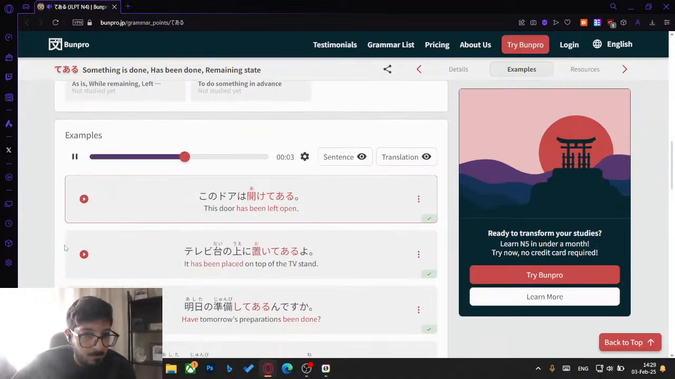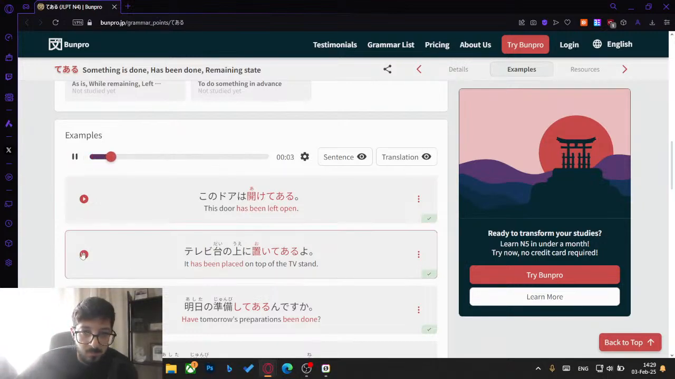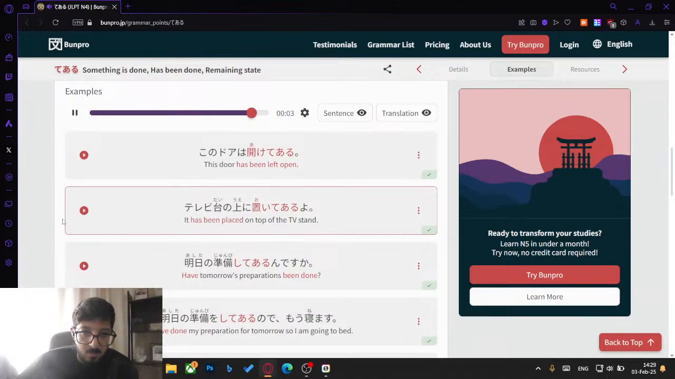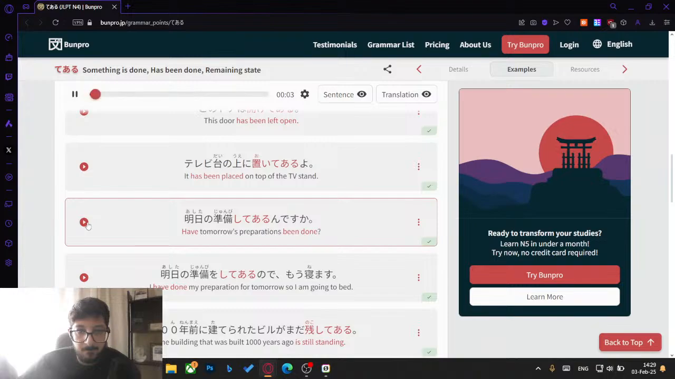このドアは開けてある。The door has been left open. It describes the state of the door. It's opened. テレビ台の上に置いてあるよ。It has been placed on top of this TV stand. 明日の準備してあるんですか？Have tomorrow's preparations been done?